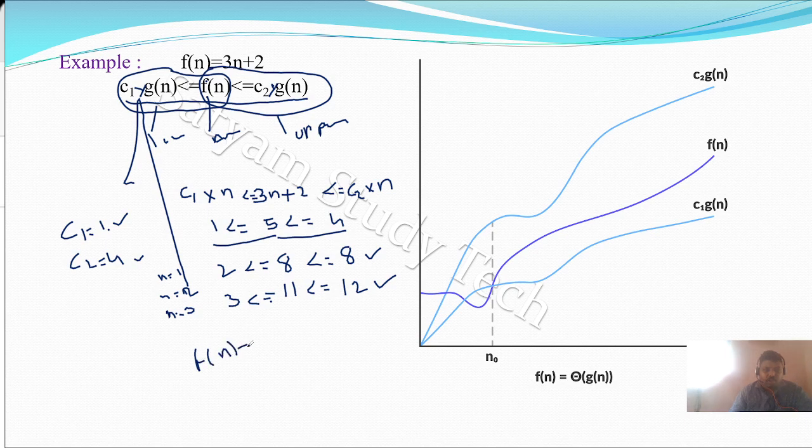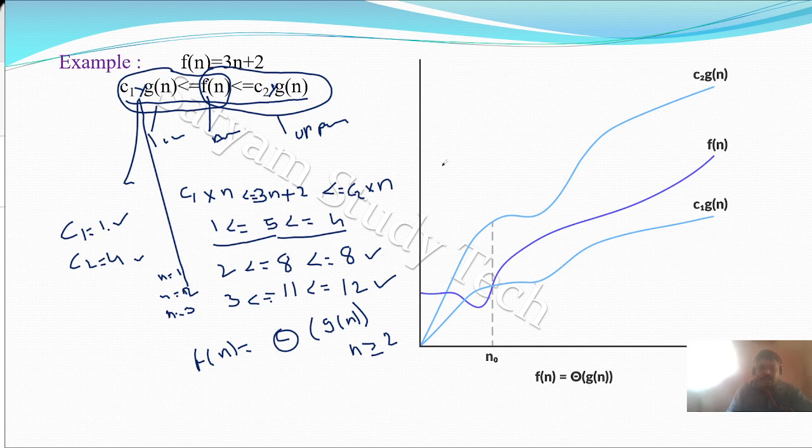Now we can say that f of n equals theta of G of n. Why? Because it is satisfied for all n greater than or equal to 2. Here the n naught value is 2. You can take 2 or more than 2, and the equation is satisfied. Then you can say that f of n equals theta of g of n for all n greater than or equal to 2.